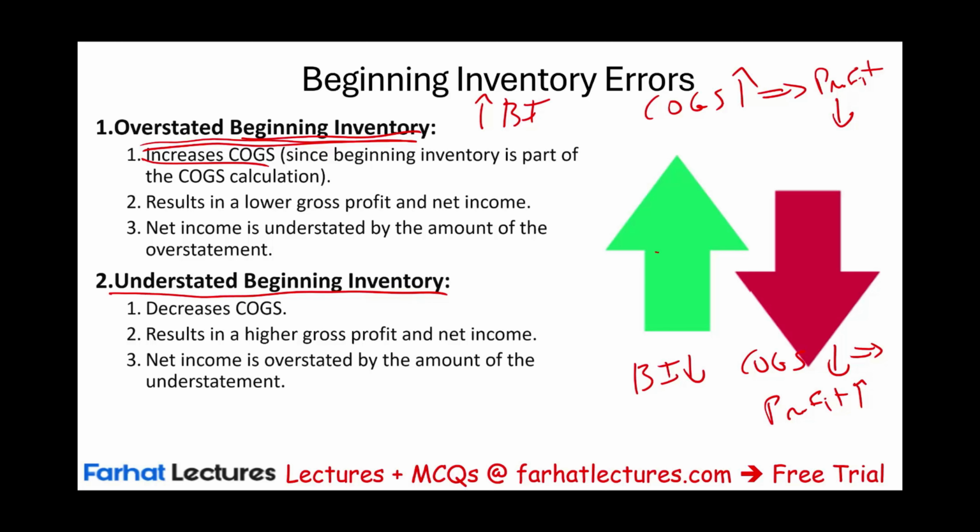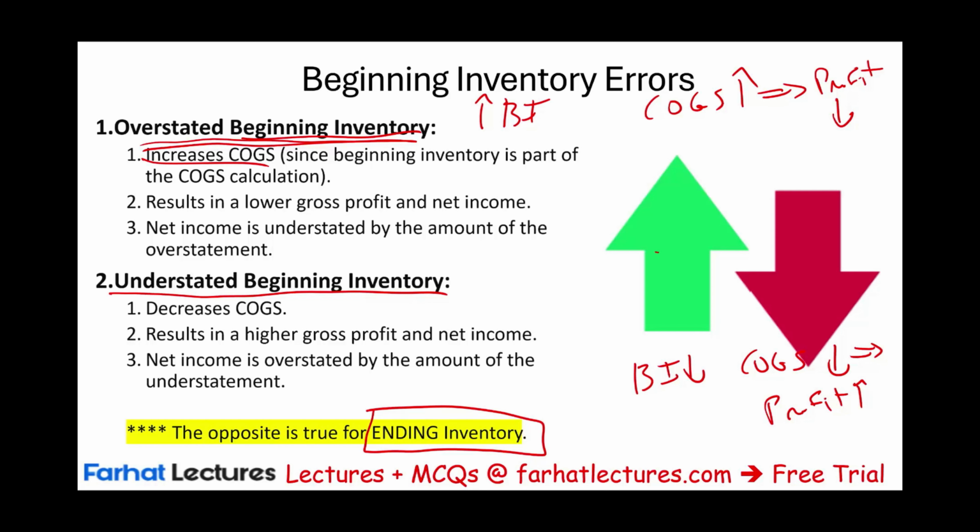Now, having said so, the opposite is true for ending inventory. So if I'm dealing with ending inventory, you have to be very careful in a multiple choice, in a homework, on the exam, at your work, which one is understated, overstated? Am I dealing with ending or beginning? Because when it comes to ending inventory, I'm going to change colors here because I want to emphasize it's ending. Ending inventory and cost of goods sold, they work the opposite way. When one goes up, the other goes down. When one goes down, the other one goes up.